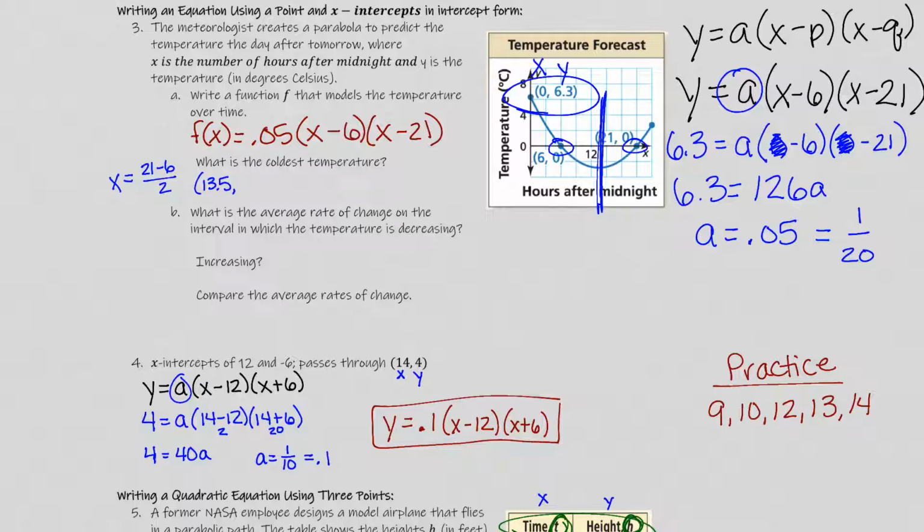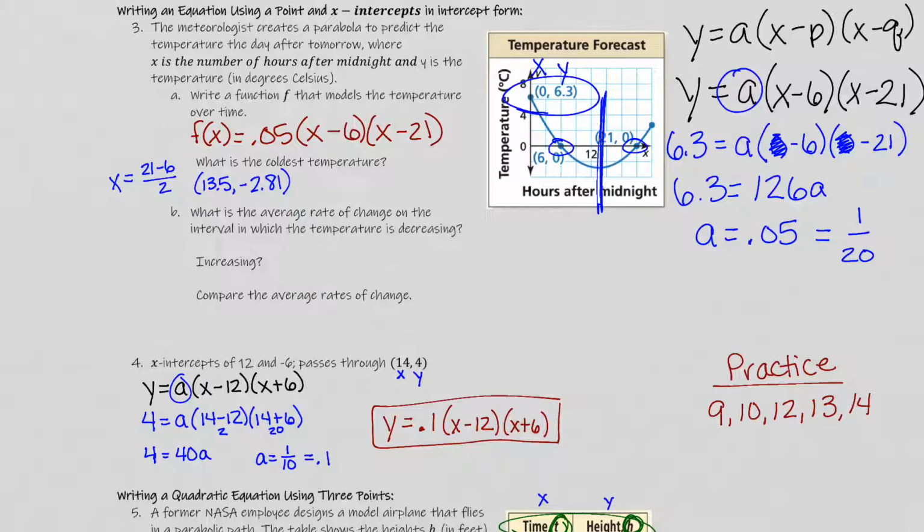So 0.05 times parentheses 13.5 minus 6 times parentheses 13.5 minus 21. I actually get negative 45 over 16, and we'll just put that as negative 2.81. We'll just round it. Okay, that's an approximation. All right, so there's my vertex point.